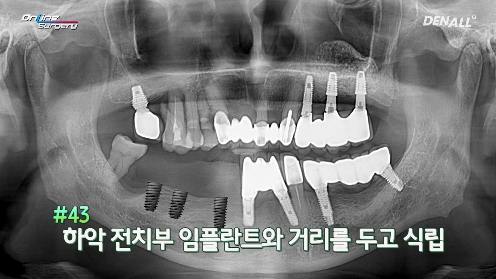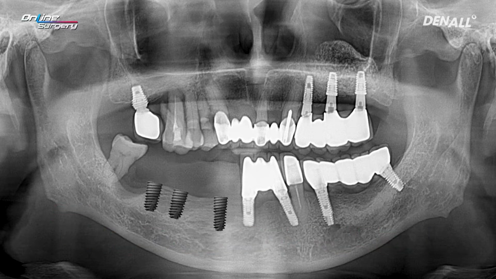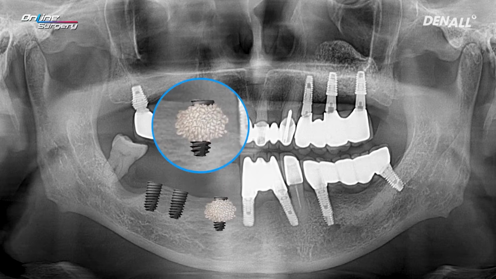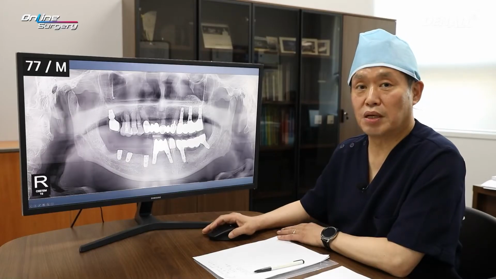But for now, I'm going to leave some space with the defect and do the canine first, and number 4, I'm going to do a pontic in number 5 and 6. So slightly distal to number 6 and mesial to number 7. I'm going to try to avoid the bone defect, 3 implants will be placed, and the relation with the antagonist will be considered. On the canine, I'm going to do bone graft and OssBuilder is going to be used for GBR.